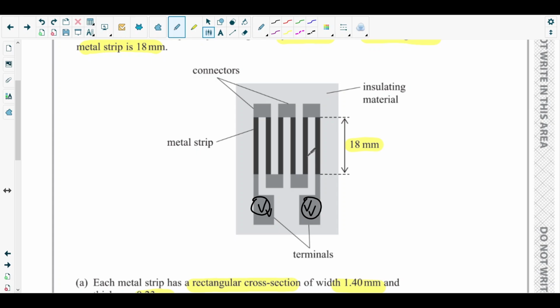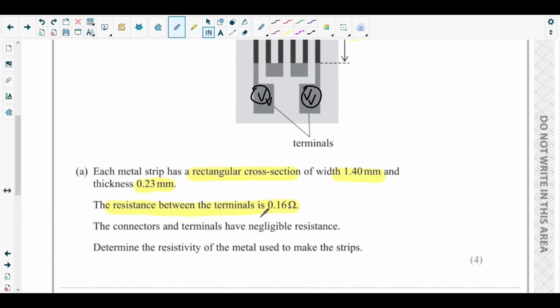there are 6 strips, right? So basically this resistance is the total resistance for the 6 strips. So you should be aware of that. It's for the 6 strips. The connectors and terminals have negligible resistance. Determine the resistivity of the metal used to make the strips.